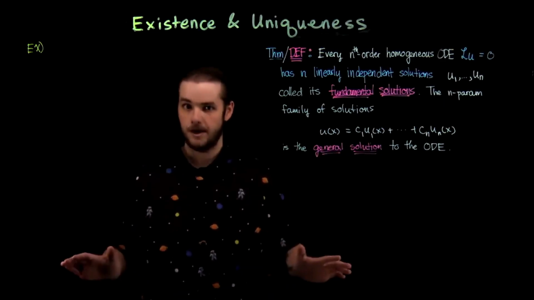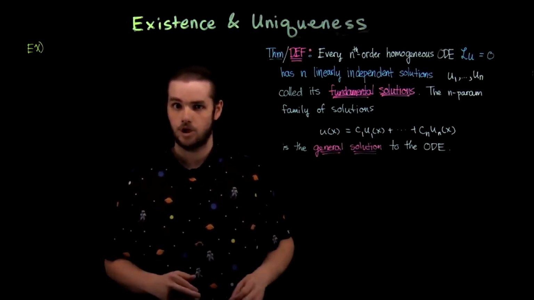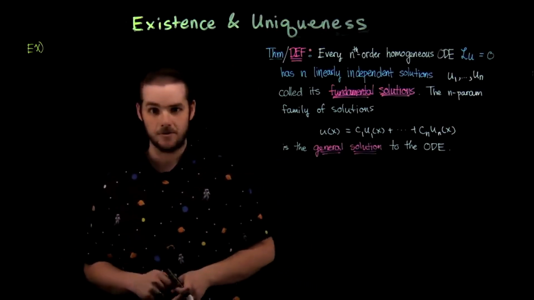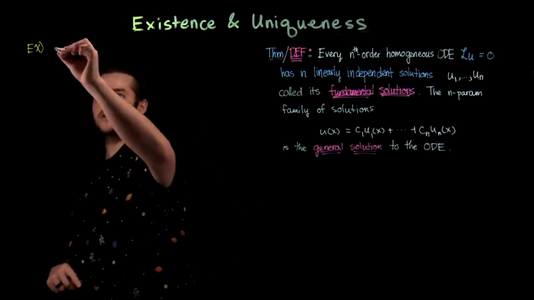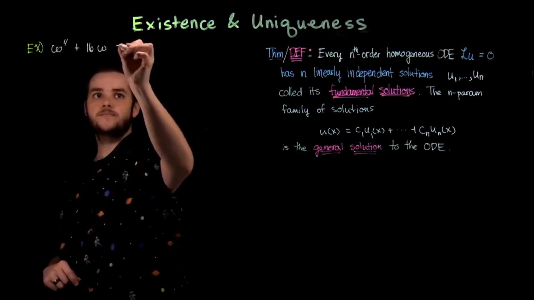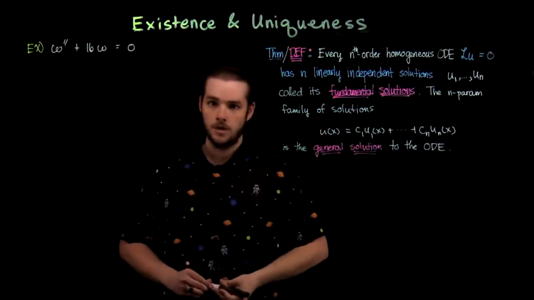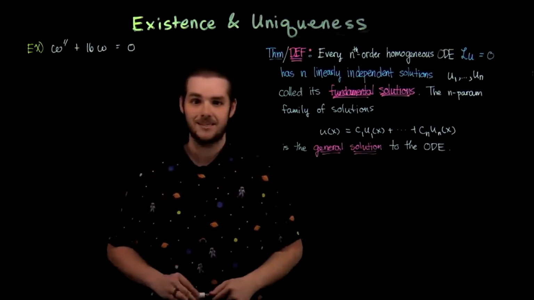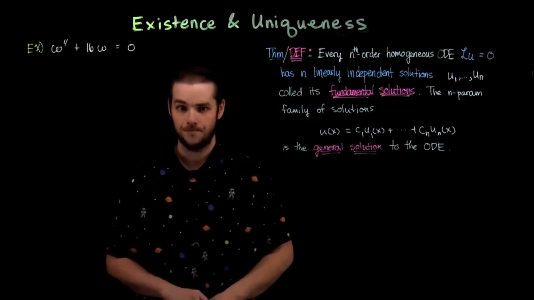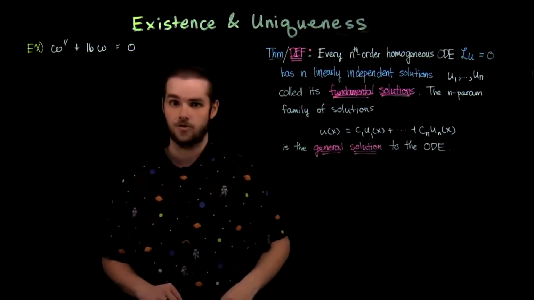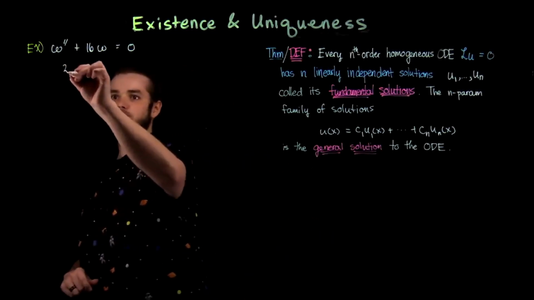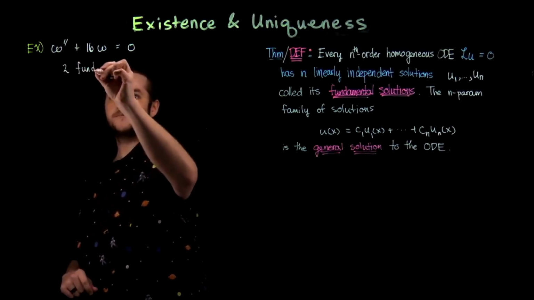So just to get used to that vocab for a second before I dive into justifying this really bold claim, I want to remind you of that very first example we looked at. We saw the differential equation omega double prime plus 16 omega equals 0. You'll notice that this is a second order linear homogeneous differential equation. So it satisfies the criteria. And what I can immediately learn from this is that I have two fundamental solutions.